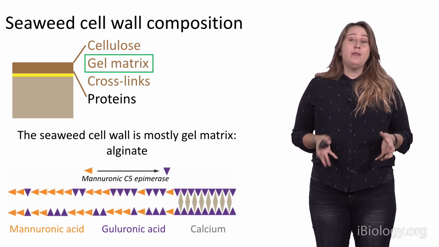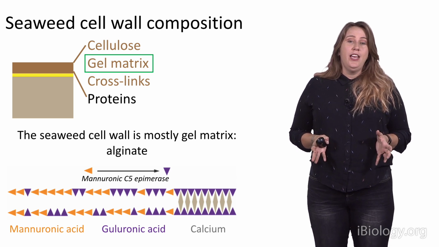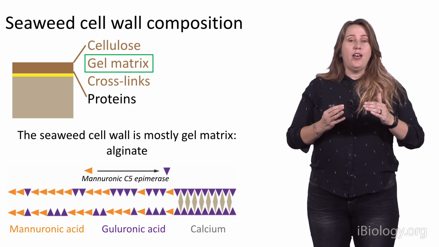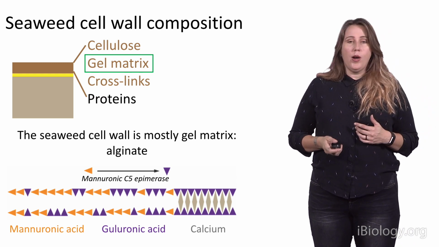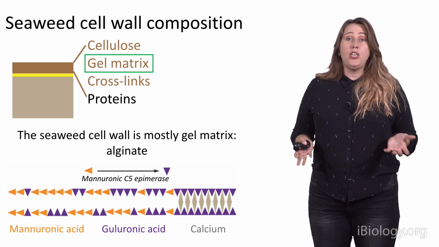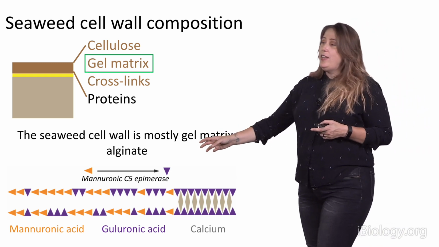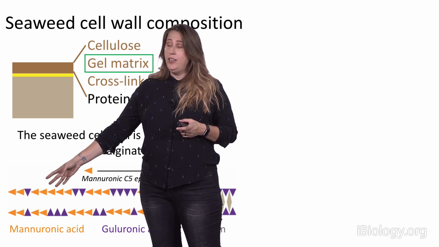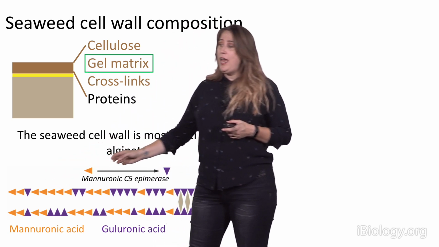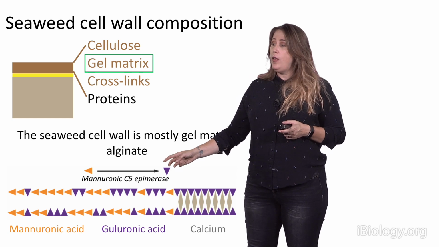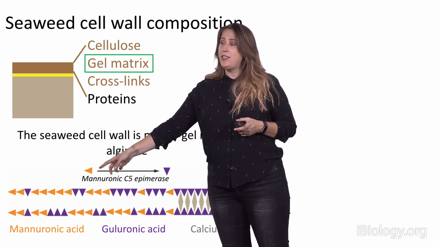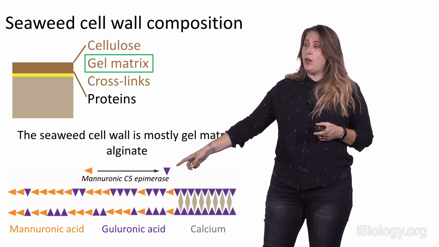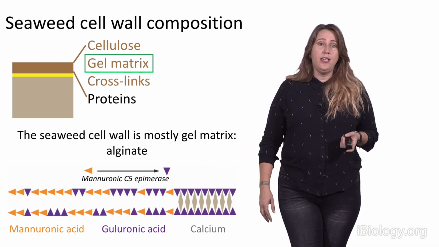Alginate is a very simple polysaccharide. It comes out of the inside of the cell into the cell wall, mostly in the form of mannuronic acid, which here is orange. And so mannuronic acid is put together in a chain, as you can see here. And what happens is that there are enzymes within the algal cell wall that will actually convert mannuronic acid to its epimer. It's an epimerase. Here, the purple triangles are actually guluronic acid.